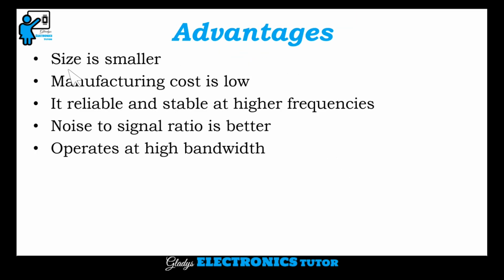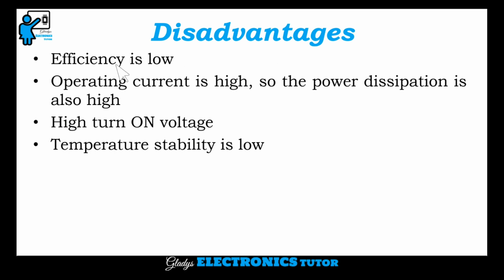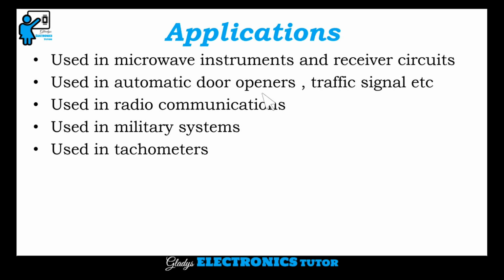So the advantages are: size is smaller, manufacturing cost is low, it is reliable and stable at high frequencies, noise to signal ratio is better, and it operates at high bandwidth. Disadvantages are: efficiency is low, operating current is high, so the power dissipation is also high, high turn on voltage, and temperature stability is low. The applications are: it is used in microwave instruments and receiver circuits, used in automatic door openers, traffic signals, etc., used in radio communications, used in military systems, and used in tachometers.